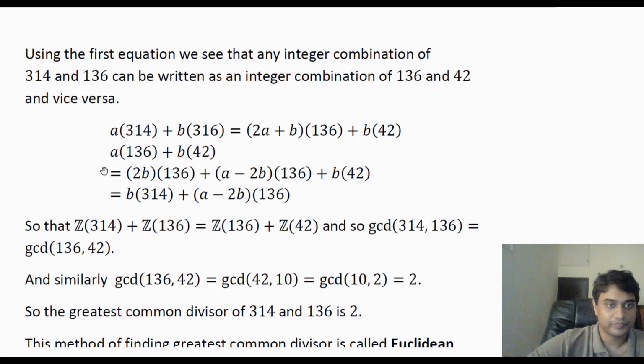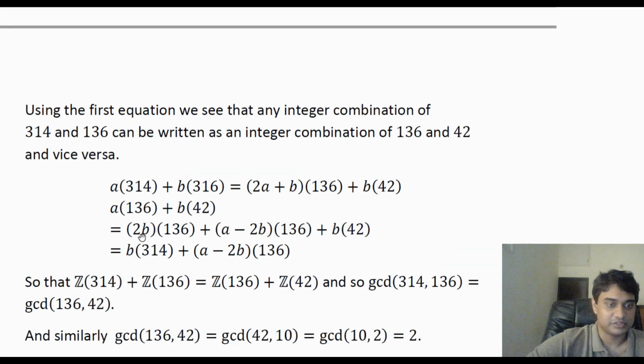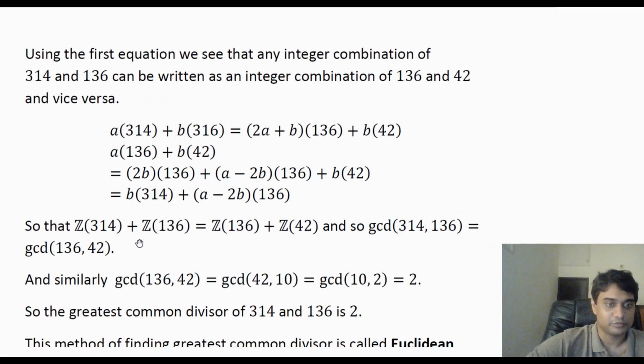And so this set is Z314 plus Z136 equals Z136 plus Z42, right? Because any integer combination which is an element of this set is an element of this set, because any integer combination of 314 and 136 can be written as an integer combination of 136 and 42.